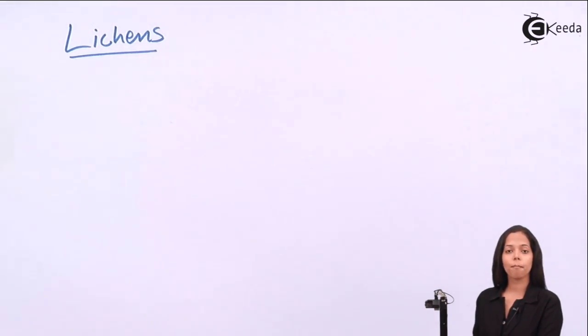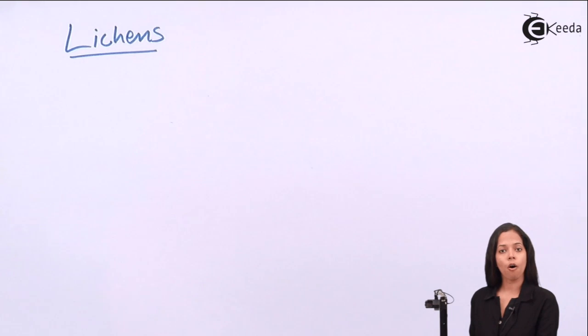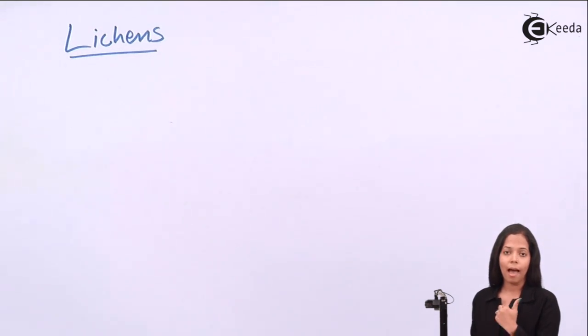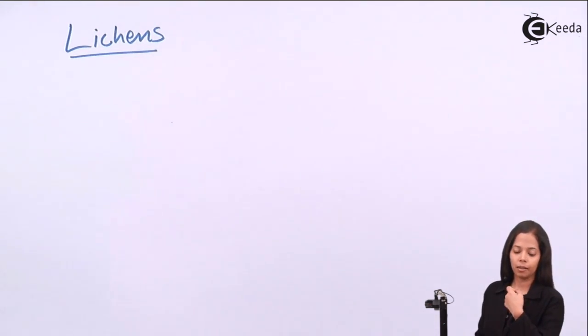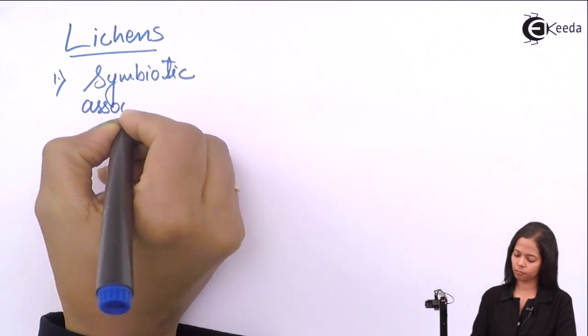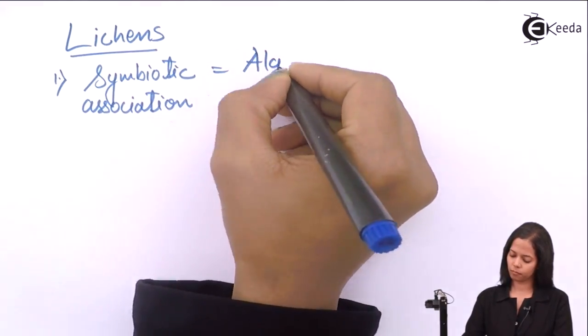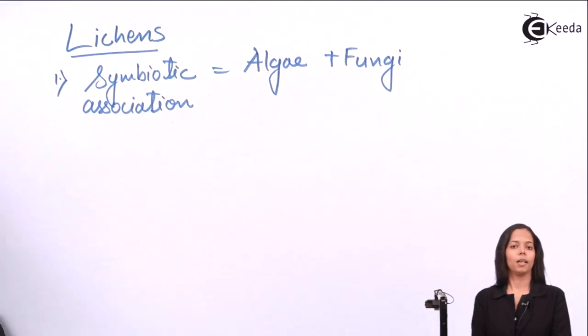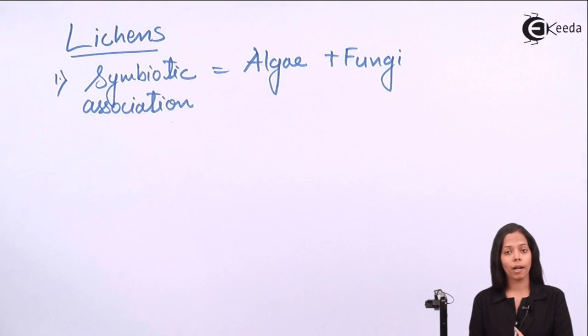Lichens are a symbiotic association of two different organisms. The two different organisms are algae and fungi. So these two come together to form a structure which is called lichen. The algal part of lichen is called photobiont or phycobiont. The fungal part of lichen is called mycobiont.